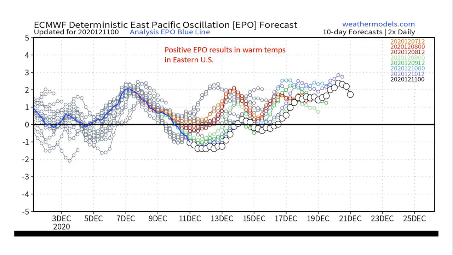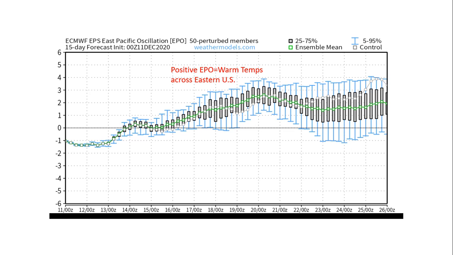Here's the forecast for the European deterministic EPO. It showed a positive trend. Now we're dipping negative between now and about the 14th of December, back to around neutral conditions mid-month, and then back positive after 15 December. The European EPS, 50 perturbed members, the green line there again is what I'm looking at, the ensemble average or mean, showing a neutral condition to the EPO, becoming more positive over time.